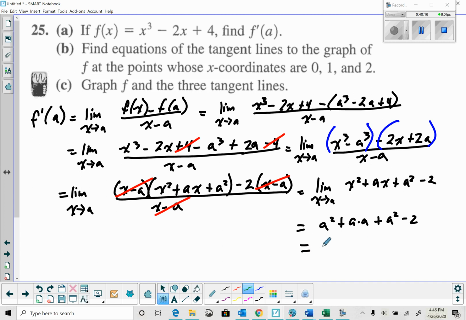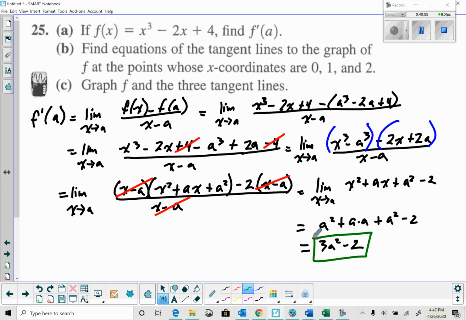I really wish things would cooperate all the time. So there's our new function, 3a squared minus 2. Now we have labored long and hard to get to that point, and then, oh look, there's a part B, there's a part C. Part B should be really simple at this point. Find the equations of the tangent lines to the graph of the original f of x at the points whose coordinates are 0, 1, and 2.